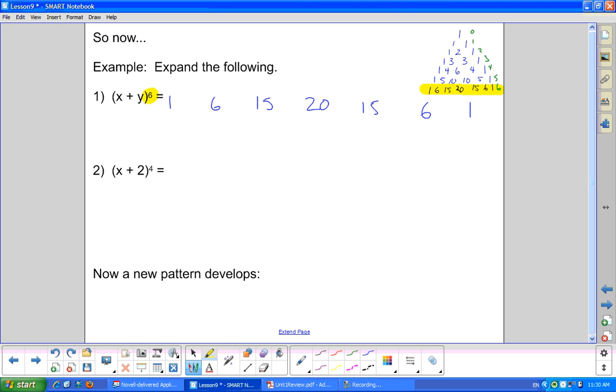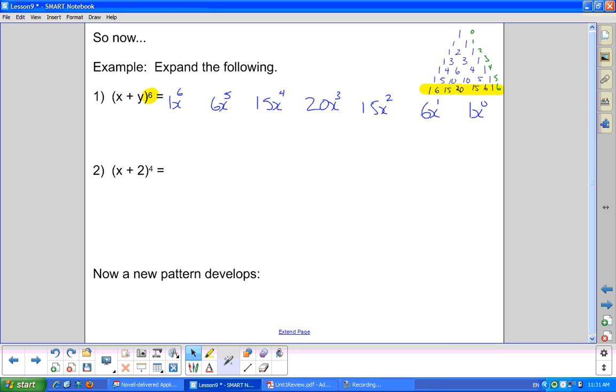The next thing is to take your first variable. So the first variable is x, and we want to write it in each one. So everyone gets an x. And we know that that first variable starts with the biggest exponent, so it's going to start with the 6, and it's going to decrease by 1. So 6, 5, 4, 3, 2, 1, and 0.